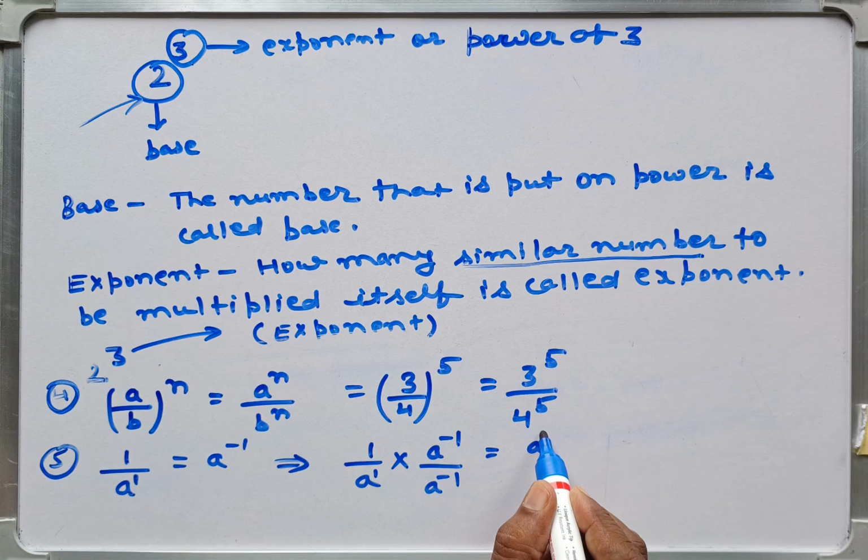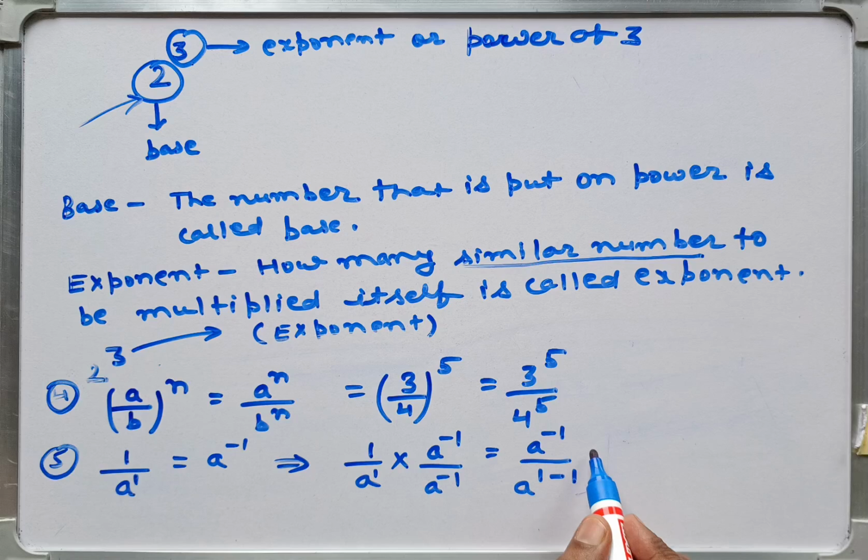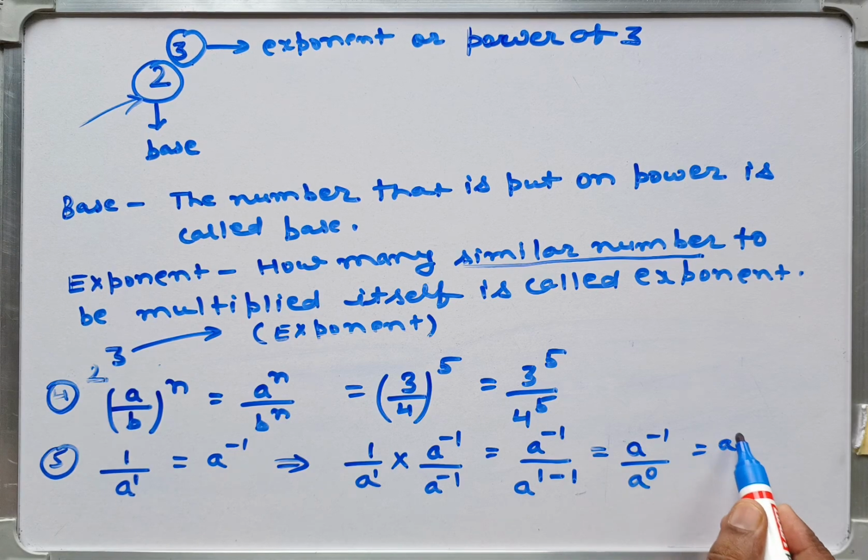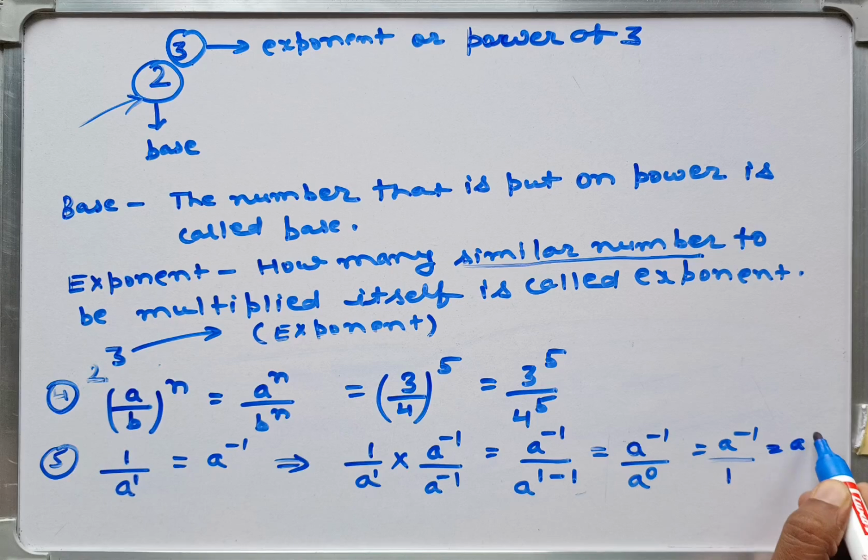We can write here a to the power of minus 1, or this one 1, or this one minus 1. Okay, so we can write it again as a to the power of minus 1 or a to the power of 0. Or this is a to the power of minus 1, so this one is equal to 1. Finally, this is this one. Whenever you see this, you can write it like this.